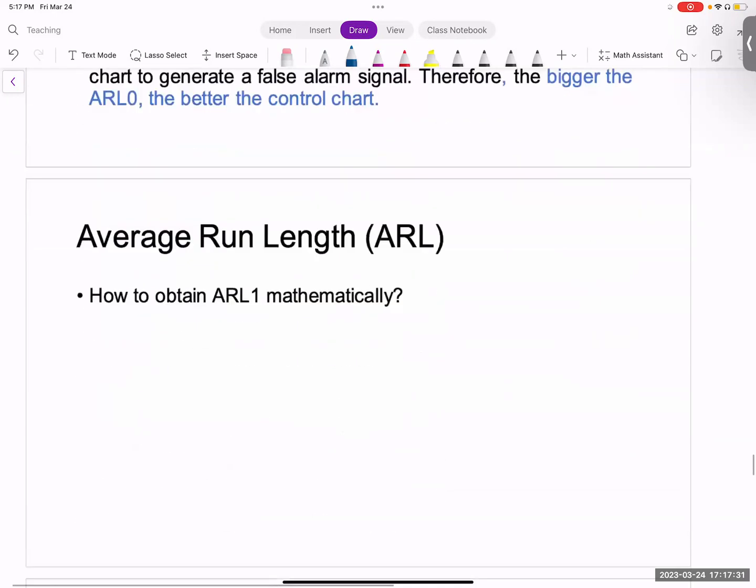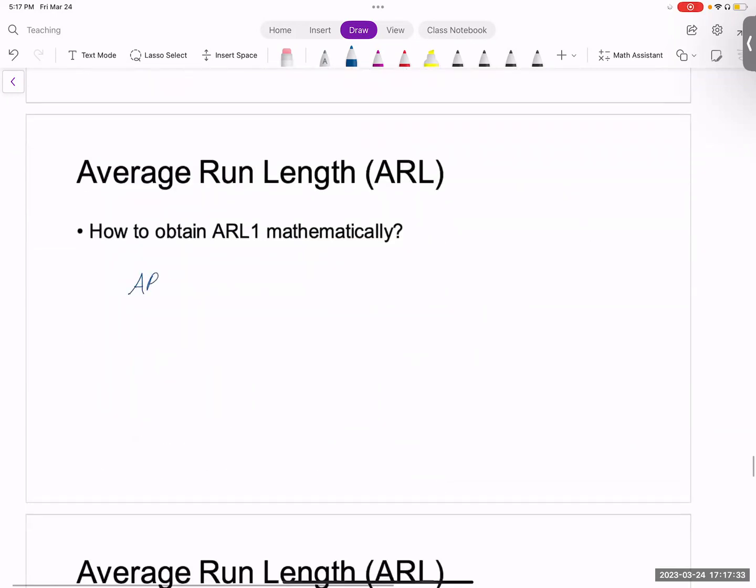All right, now let's move on to ARL1. ARL1 is equal to 1 over 1 minus beta, okay? Where beta is type 2 error. And keep in mind, we want to reduce beta always. Beta is type 2 error, right? So as beta decreases, ARL1 also decreases, right? Well, there's a 1-to-1 correspondence between ARL1 and beta.